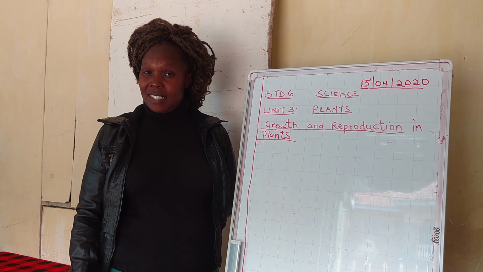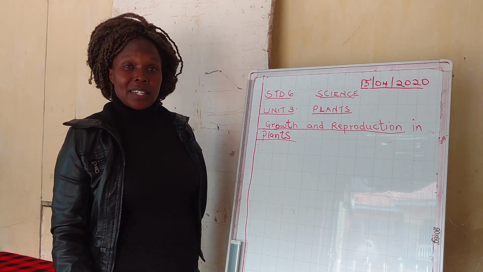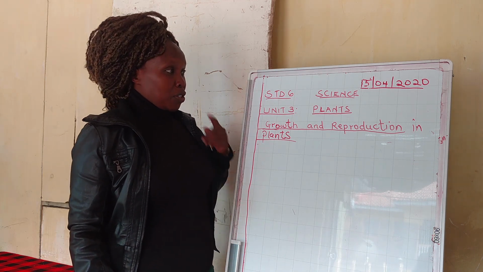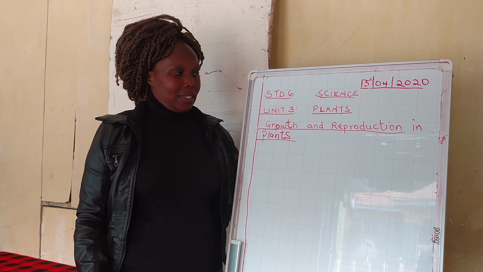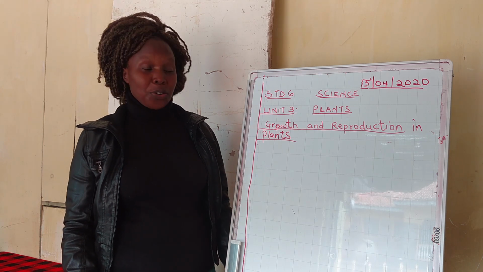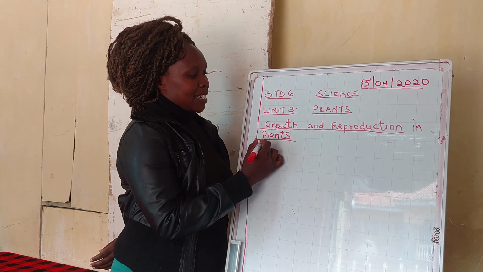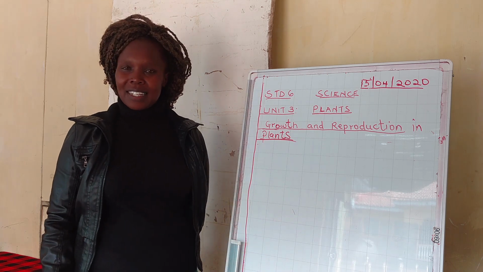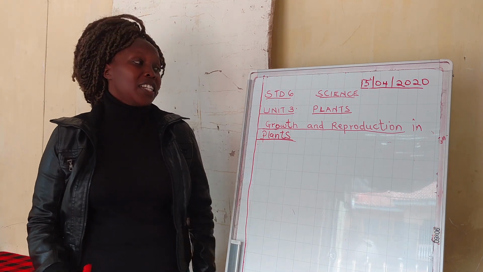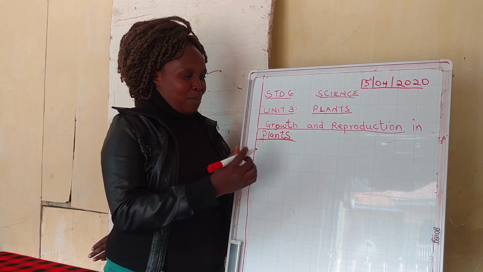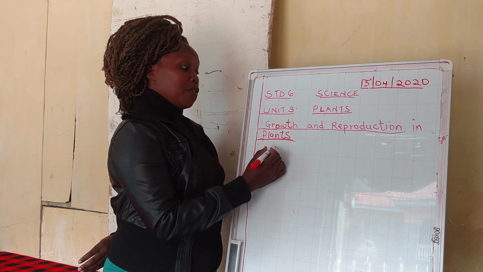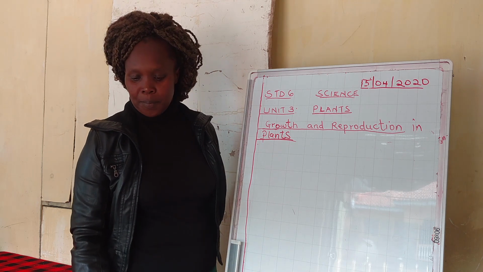Welcome to our second lesson, that is Standard 6 Science Unit 3, and our topic today is going to be on plants. We're going to put our focus on growth and reproduction in plants. In the previous class, that is Standard 5, we had looked at the main characteristics of living things, and we see that growth and reproduction are among the characteristics of all living things.